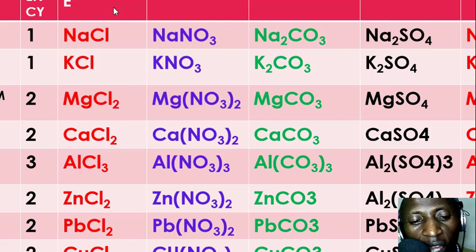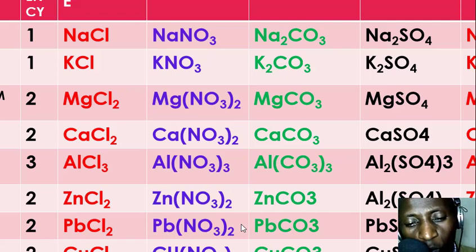In the nitrate section, we have sodium nitrate, potassium nitrate, magnesium nitrate. In particular, I would like you to see the way we've shown the magnesium nitrate. We have a nitrate radical having valence 1 and the magnesium having valence 2. And that's why we enclose the nitrate with a 2. Calcium nitrate, aluminium nitrate, zinc nitrate, lead nitrate, copper nitrate, and iron nitrate.